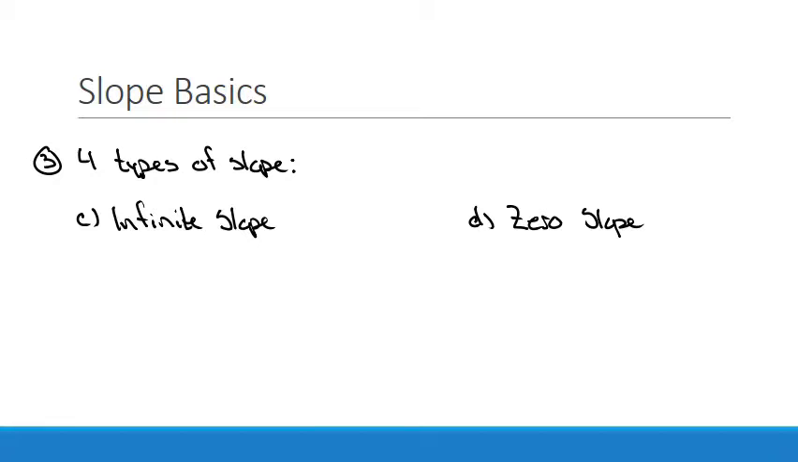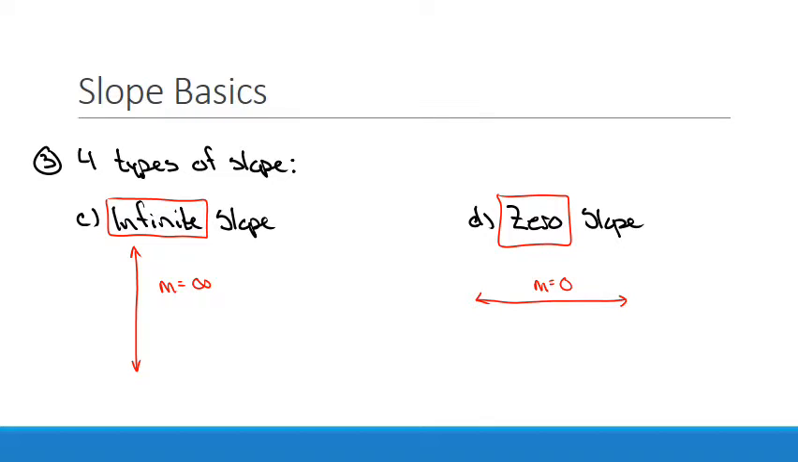The next 2 are infinite slopes and zero slopes. An infinite slope is a vertical line. It's so steep we can't measure it. So in that case, we just write our infinity sign. Zero slope is the exact opposite of that. It has no steepness to it. So that would be a horizontal line, and we'd say our slope is 0. So infinite is as steep as you can get, we can't even measure it, it's so big. Where with 0, there is no steepness.